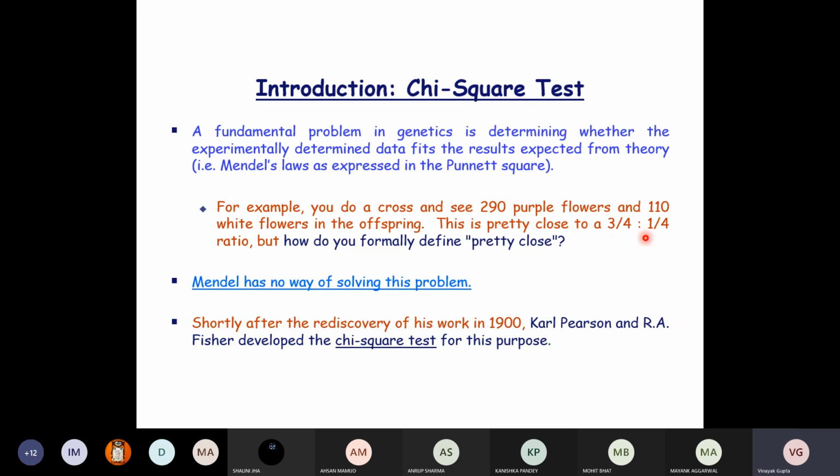And whenever the people who are working in the area of genetics perform a genetic cross, it is a mandatory test which has to be done to confirm that yes, it is following Mendel's laws or not. Mendel had no way to solve this problem, and shortly after the rediscovery of his work in 1900, these two people, Karl Pearson and R.A. Fisher, developed the chi-square test for this purpose.